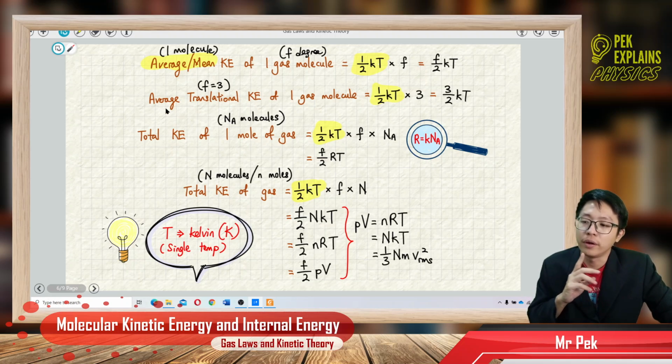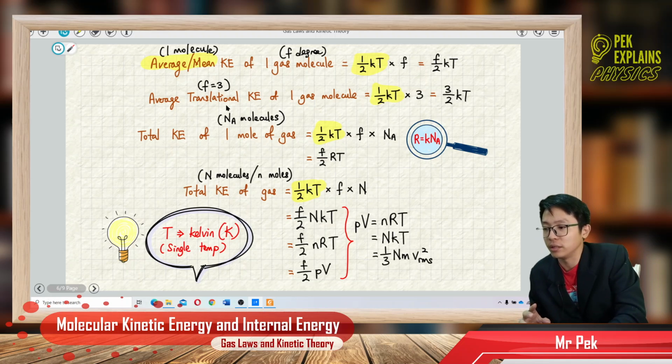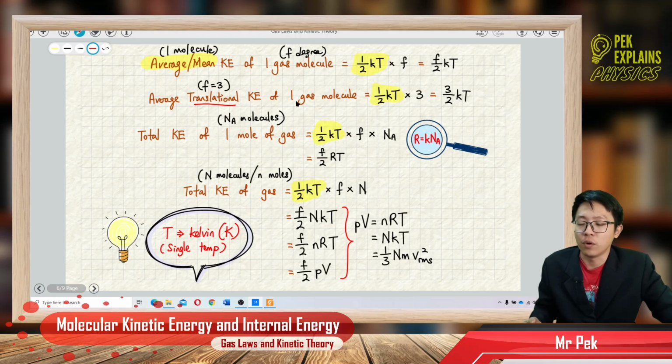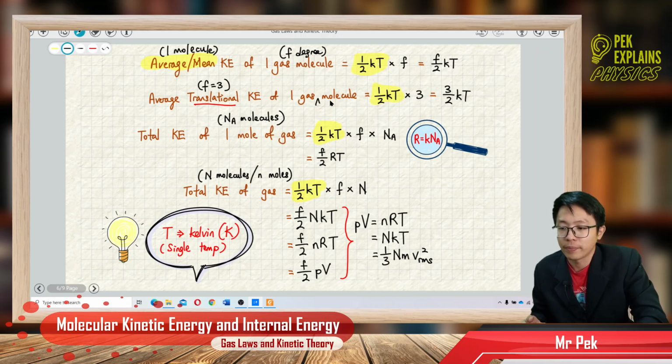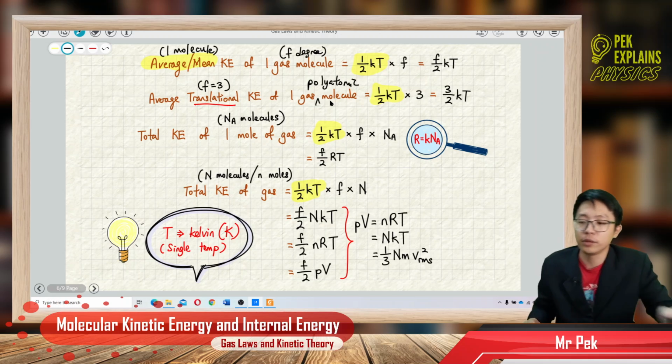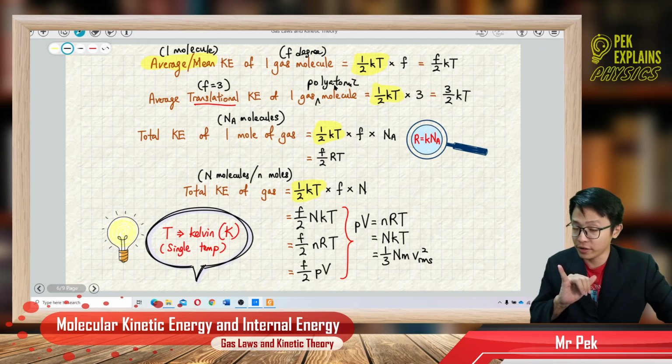Now, if the question asks for the average translational kinetic energy, specially mentioned. Let's say the question specially mentions, I only want the translational kinetic energy for one molecule. Maybe this is a polyatomic gas molecule. So polyatomic, we know that it has 6 degrees of freedom, isn't it? Yes, 6. But if the question explicitly just wants the translational kinetic energy, then for F you don't put 6, although it's polyatomic. You should put only 3.